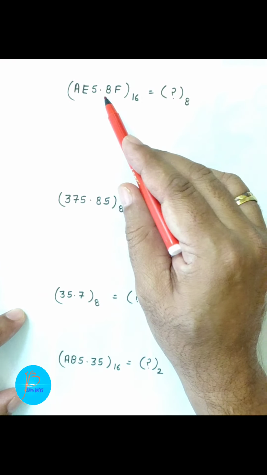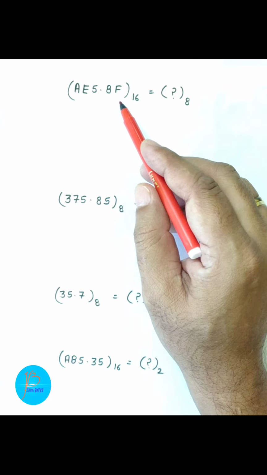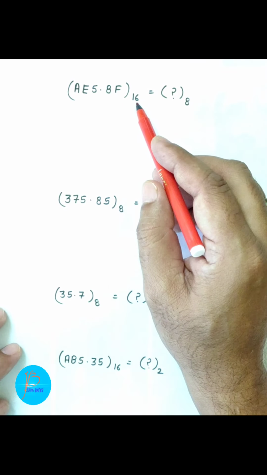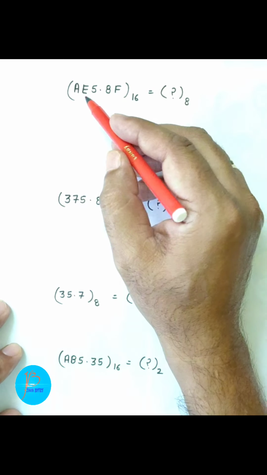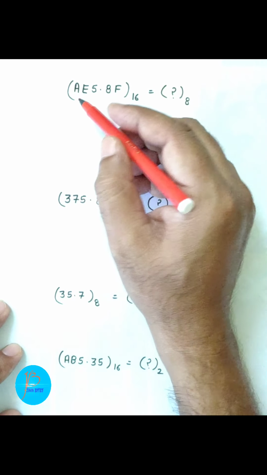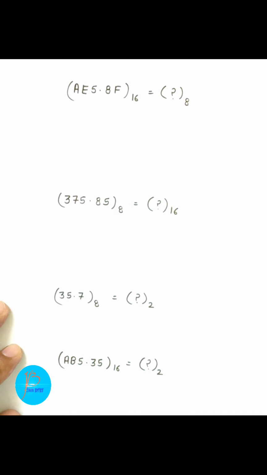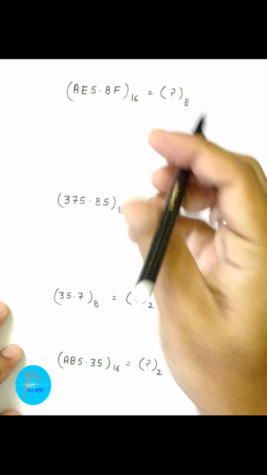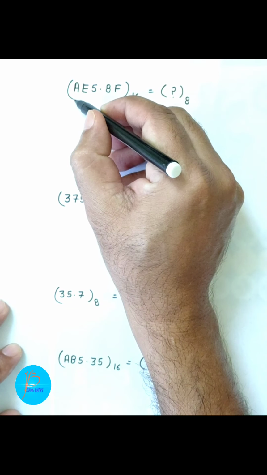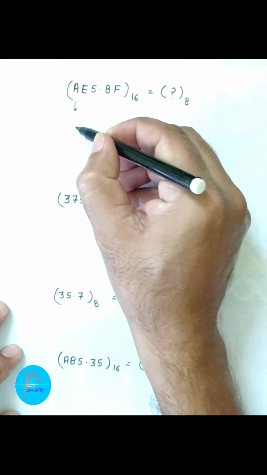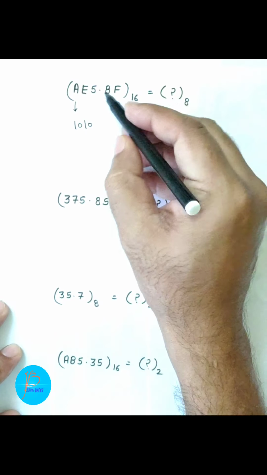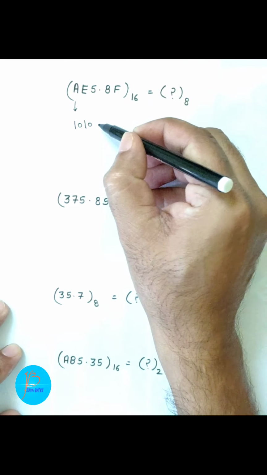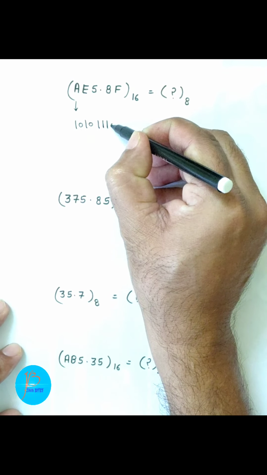For example, see that again one number is given, AE5.858F on the base of 16, and we have to find out its octal equivalent. So again children, the same thing, you will note down their binary equivalent first, and after that we will convert them into their octal equivalent by dividing them in groups of 3. So with the help of the table, first of all, you note down the binary equivalent of A, that is 1010. Then E, the binary equivalent of E is 1110.